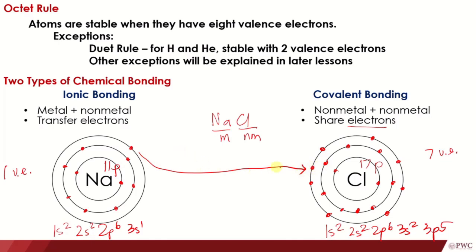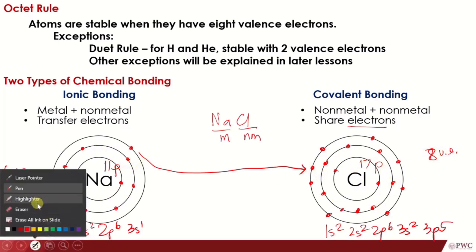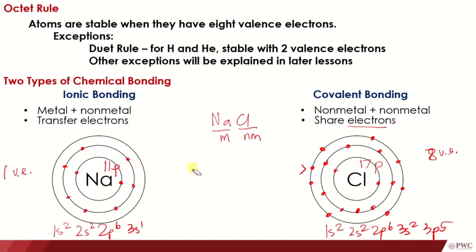So after giving this one to Cl, of course, before it's 7, after accepting one electron, it now has 8 valence electrons. So this is now stable or happy. Then if we go back to sodium, again, this has lost its 1 electron. Of course, it's on the 3rd energy level, but this is now transferred to the other atom. So that electron is now lost from this one. And right now, the outermost energy level is now the 2nd energy level.